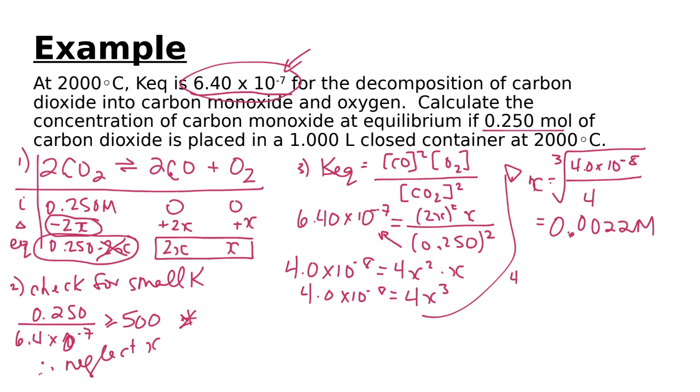So let's finish this off. Step 4, it asked for the concentration of carbon monoxide, and carbon monoxide is over here, it's 2x. So the concentration of CO at equilibrium is equal to 2x. We know what x is from above, so we get a concentration of 0.0044 molar. And just keeping with significant figures, we should have that extra 0 on the end because we need the 3 sig figs from the initial concentrations there.